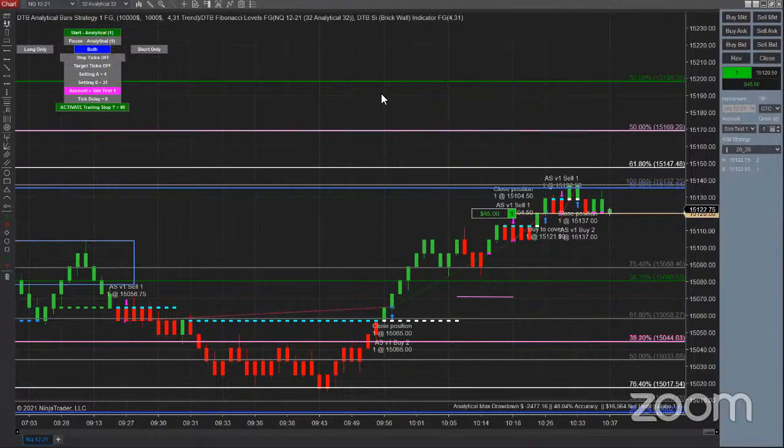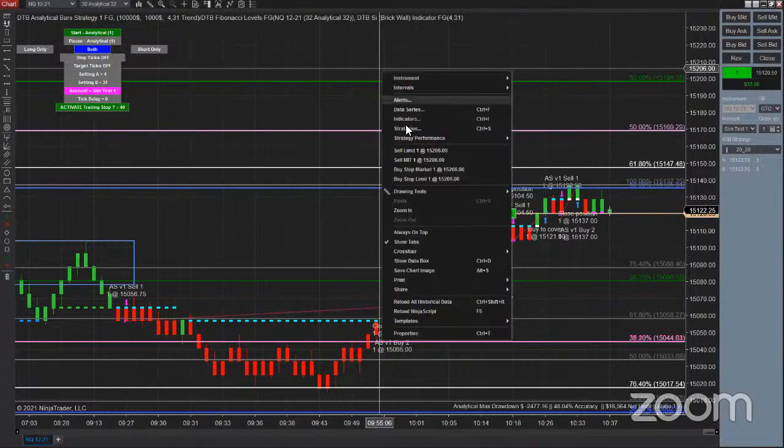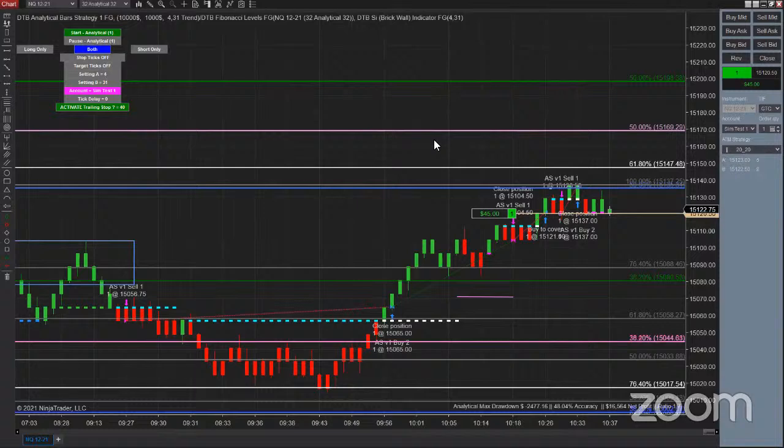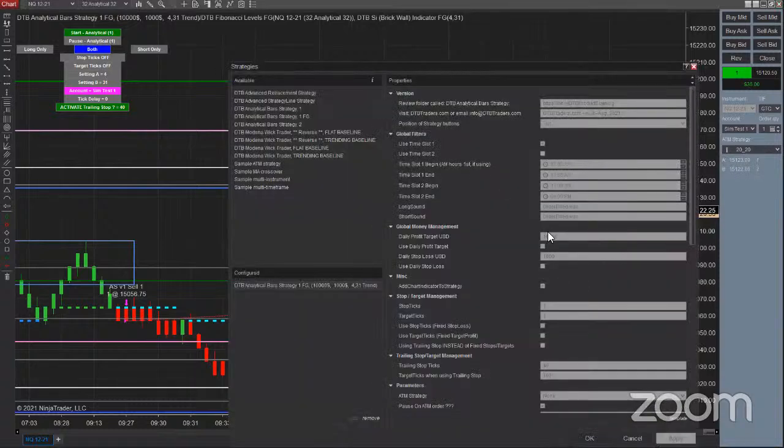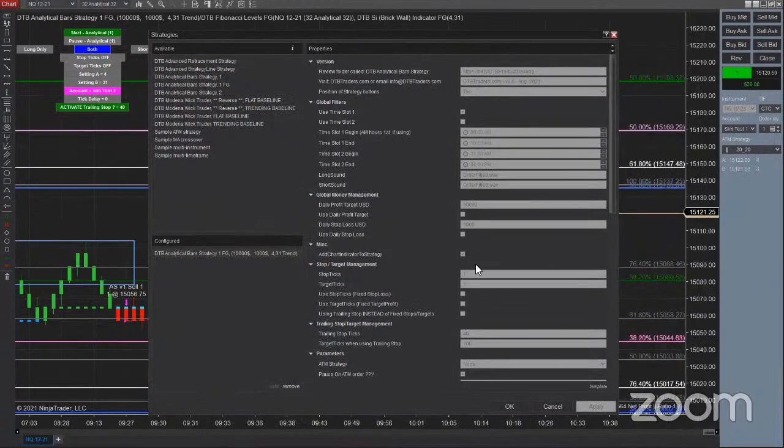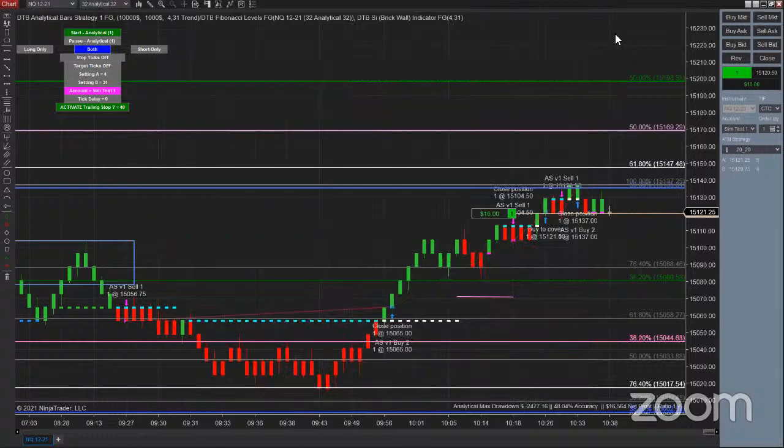So again, you can definitely put in the strategy settings. You've definitely got that option over there to use your daily targets and your daily stops. And as soon as those values are hit, the strategy will pause. So that is pretty cool.